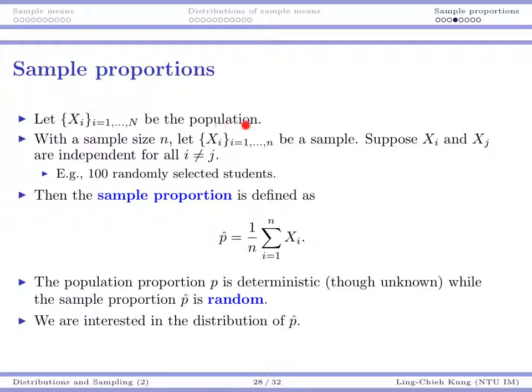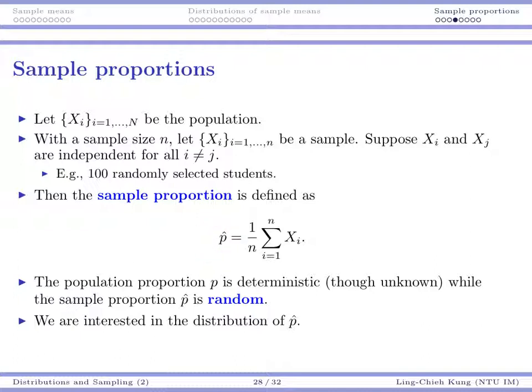Now, if this is the population, let's consider a sample whose sample size is small n as our sample. And then, again, let's assume that xi and xj are independent. If among these 30,000 or more students, we only select 100 students, that's typically fine. Then the sample proportion is defined in this way. You can see only capital N becomes small n, so we are counting the number of boys in a sample divided by the sample size. Here we denote the number as P hat.